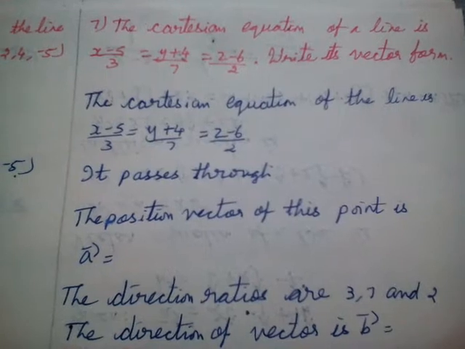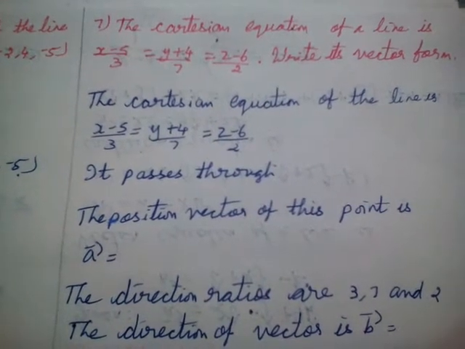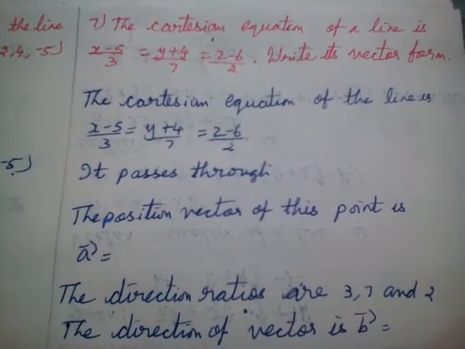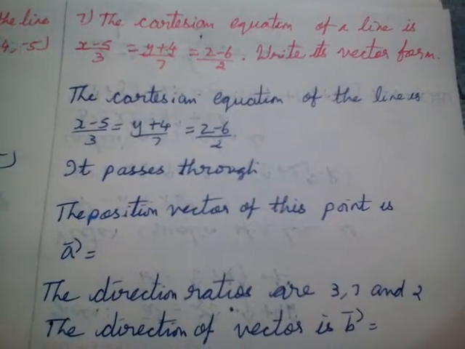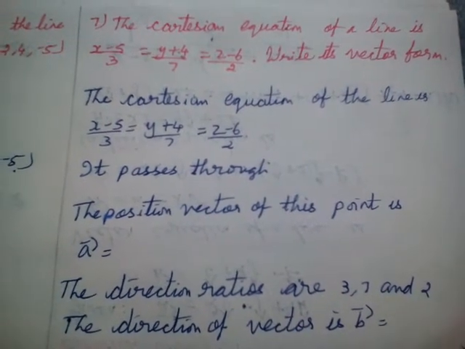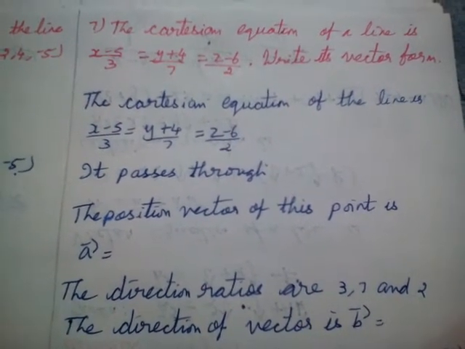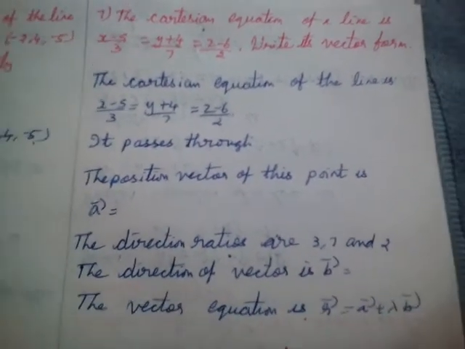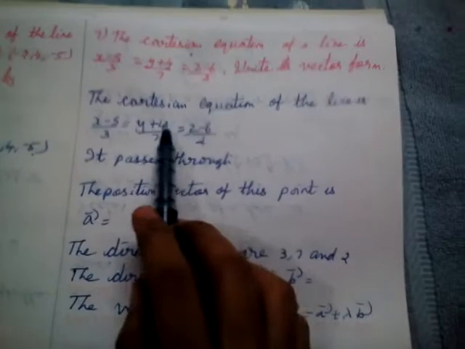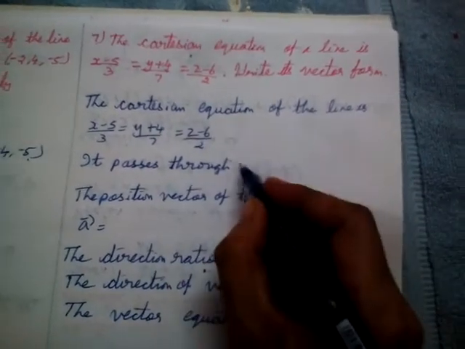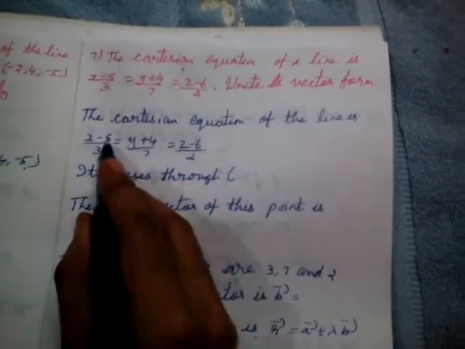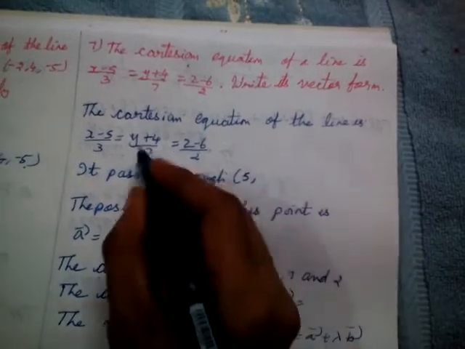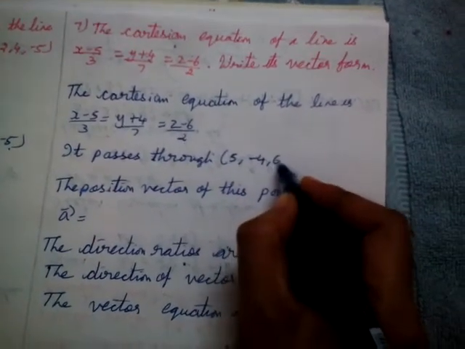Now the next one, the seventh one. It is given that the Cartesian equation of a line is (x minus 5) by 3, which is equal to (y plus 4) by 7, which is equal to (z minus 6) by 2. Write its vector form. So the Cartesian form is given, you have to write the vector form. From this you can see very well that the point through which it passes, x1, y1, z1, is 5, minus 4 and 6.